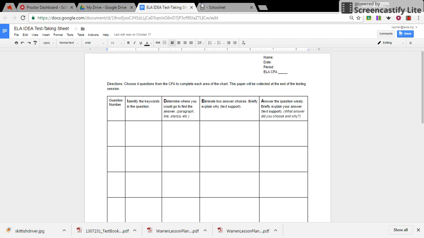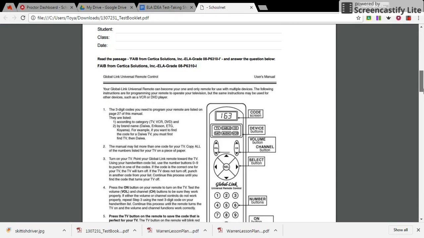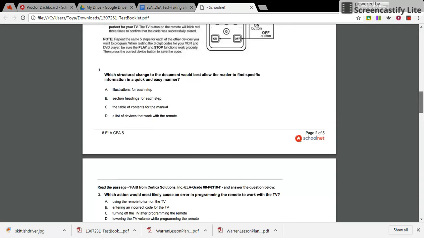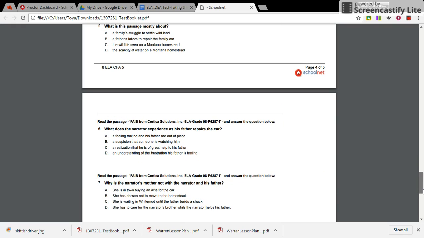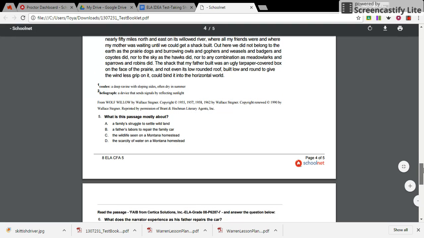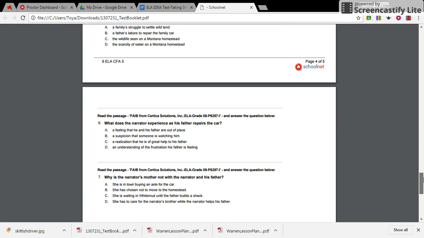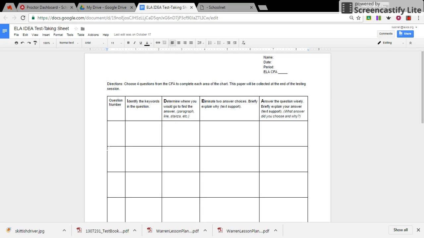With the CFA that you took today, and here's your CFA, it should look very similar to this. It was two selections and about seven questions. What I want you to do is take a look back at any four questions of your choice from the seven. You're going to use this sheet here to document or record where you identified the keywords in the question, and where you had to go to find your answer.